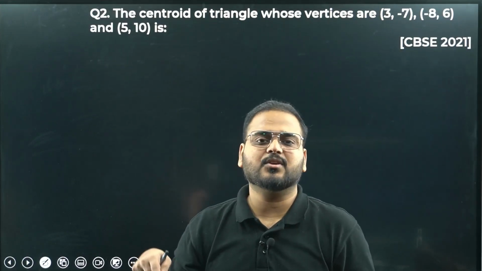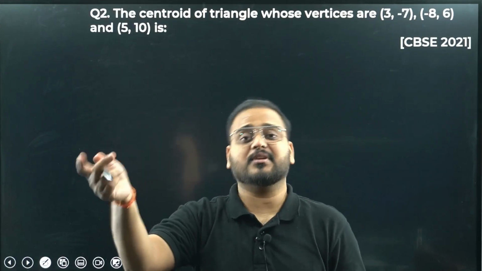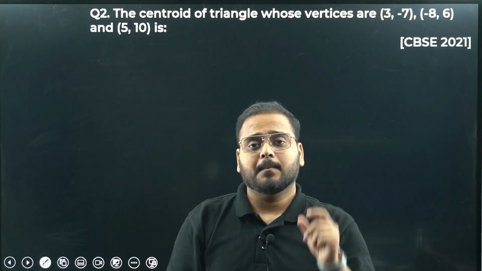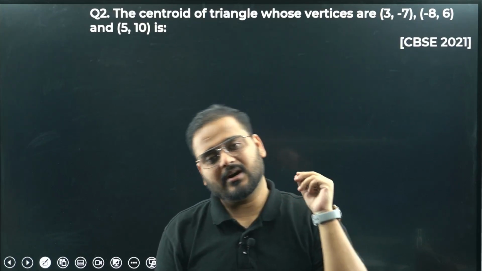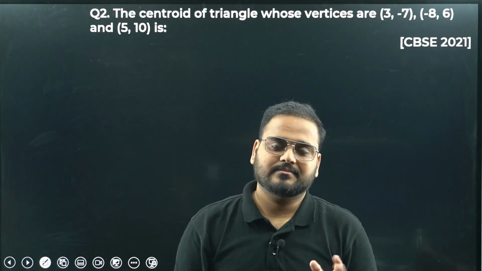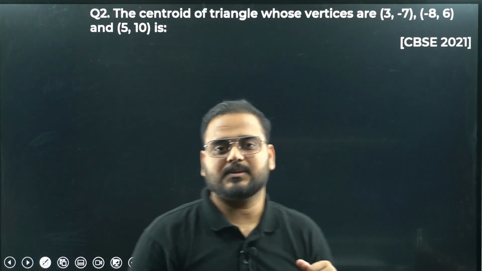They can ask you the length of another side or the midpoint of another side. That can be asked, no problem there. But mainly, the centroid is given and you find one of the missing vertices, or the vertices are given and you find the centroid. That's all there is on this particular concept, right?